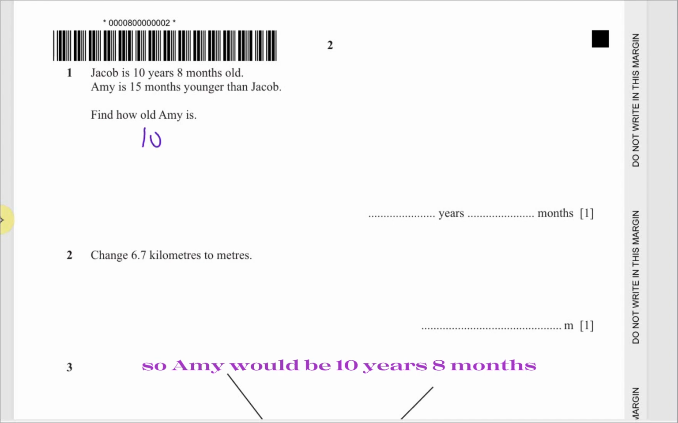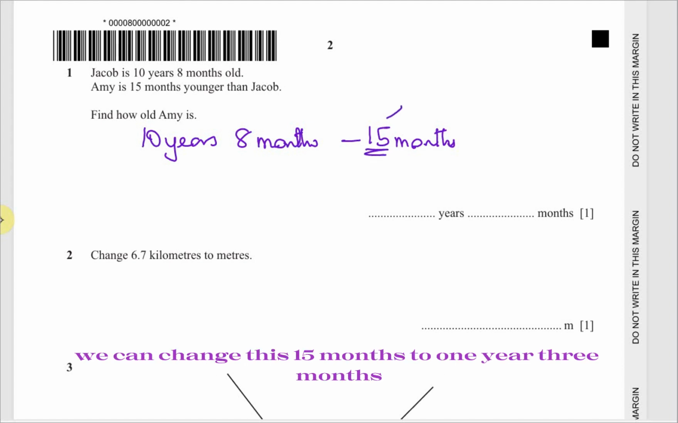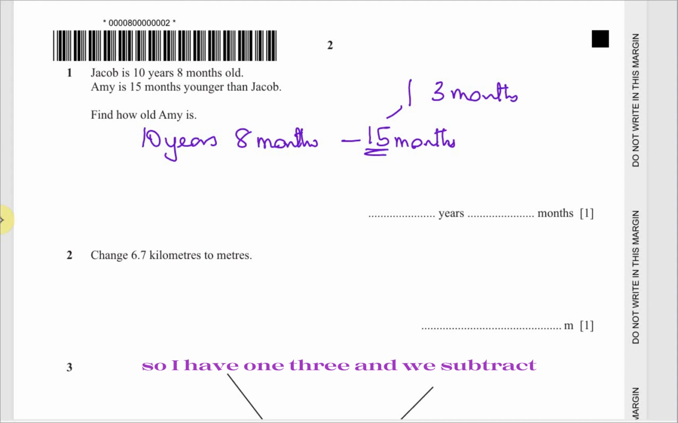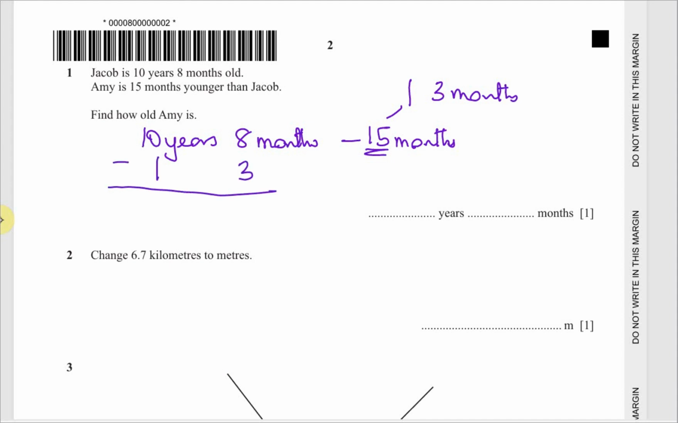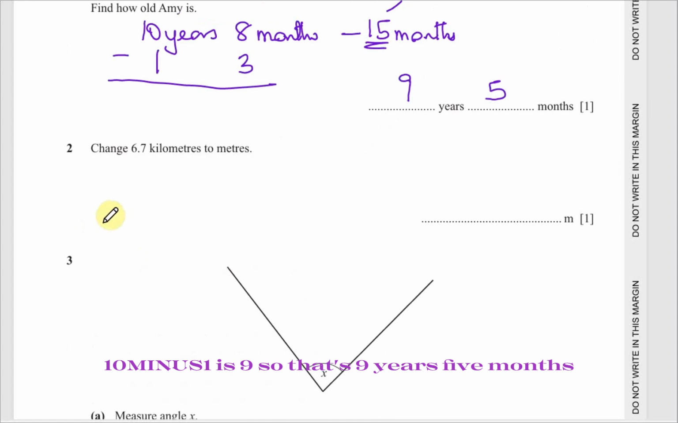So Amy would be 10 years, 8 months, minus 15 months. And of course, we can change this 15 months to 1 year, 3 months. So I have 1, 3, and we subtract. 8 minus 3 is 5. 10 minus 1 is 9. So that's 9 years, 5 months.